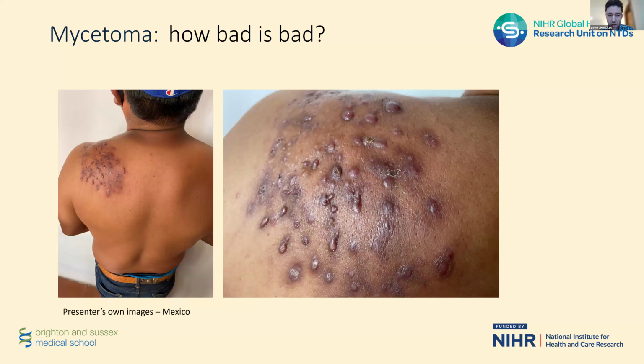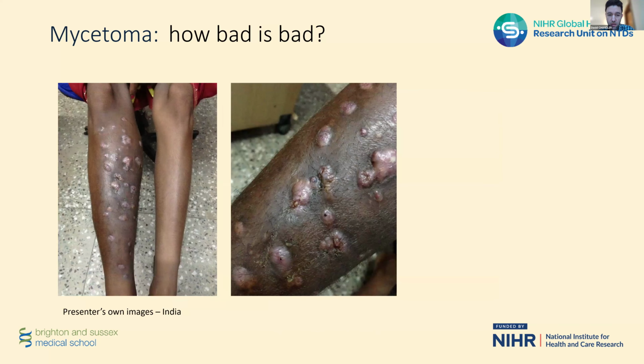If we look at this mycetoma, you might say that's a bit worse. It's affecting a larger area on the chest and shoulder. There are lots of skin nodules. You might say this one is quite bad. Equally, in this case here, there's a larger area involved. There's significant swelling of the leg. Again, lots of skin nodules. And you might also say this is quite bad compared to the first example.